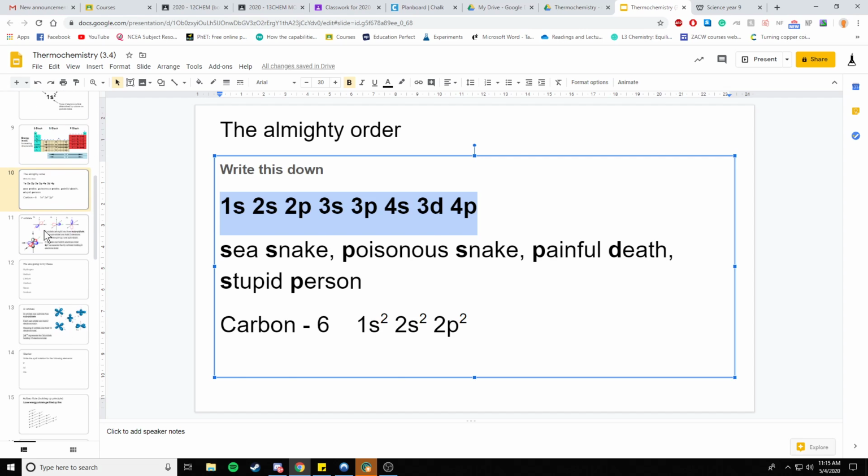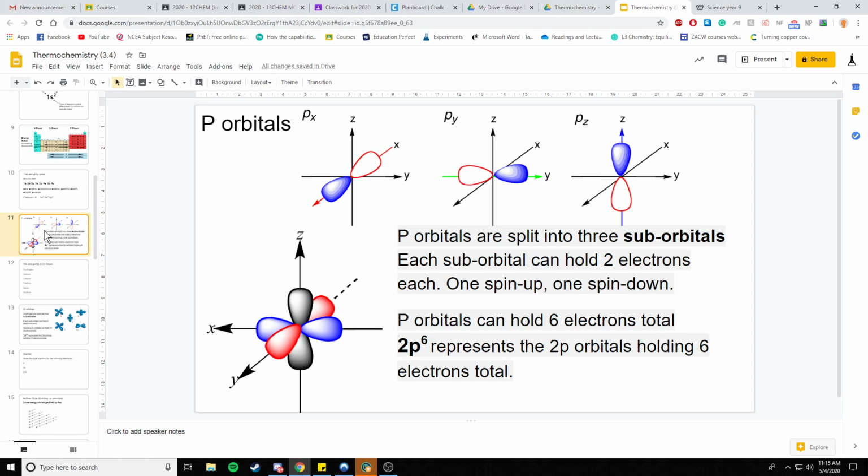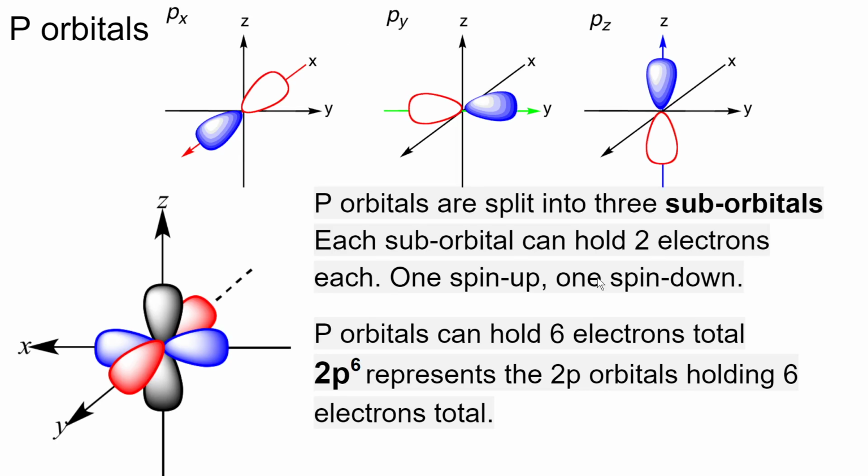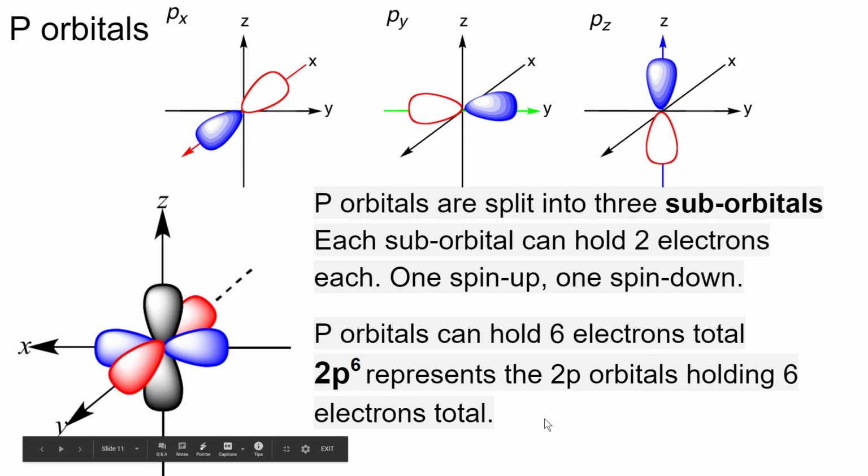Last notes for today, p orbitals. P orbitals are split into 3 suborbitals. Each suborbital can hold 2 electrons. Each one is spin up, 1 spin up and 1 spin down. P orbitals can hold 6 electrons total. 2p6 represents the 2p orbitals holding 6 electrons total.